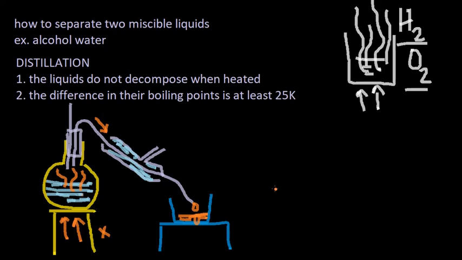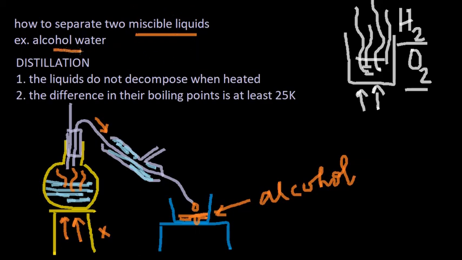Then what will we have? We will have the two liquids separated from each other. In this container we will be having alcohol, the liquid whose boiling point is less will evaporate first and will be collected in this container, and we will have water over here because water will be left over in this round bottom flask. In this manner we have separated two miscible liquids, that is liquids that dissolve into each other like alcohol and water, and this process is the process of distillation.